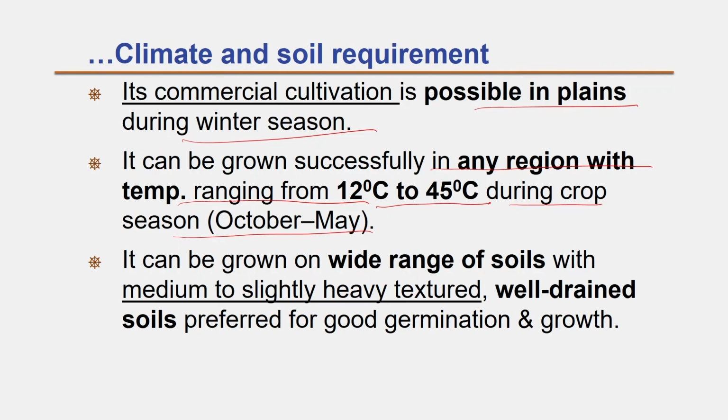So it can be grown on a wide range of soils, with medium to slightly heavy textured, well drained soils preferred for good germination and growth. This crop is highly sensitive to waterlogging. Therefore, we need to choose the soils where subsurface drainage is fast, or otherwise soils where accumulation of water is not there on the surface.